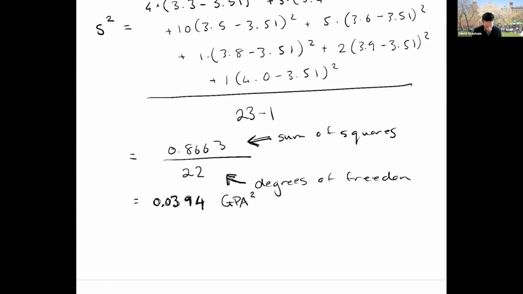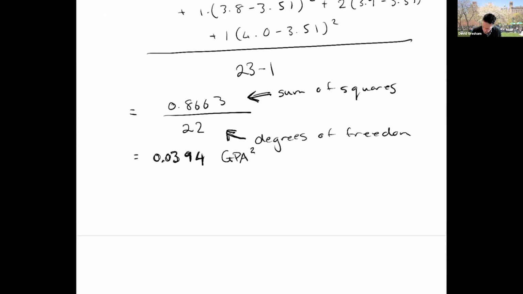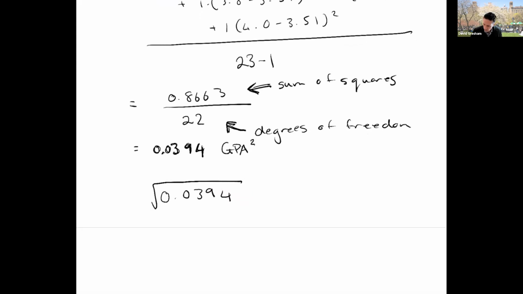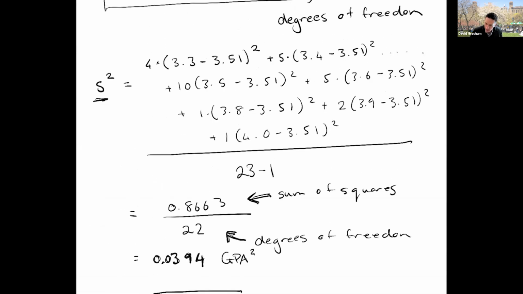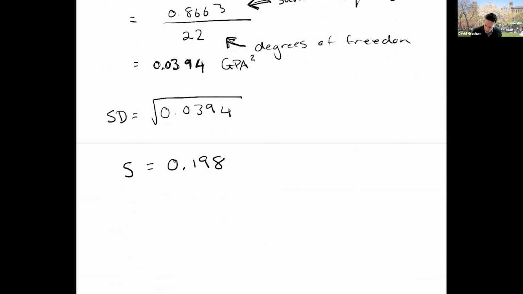So what we could do is say, well, let's take 0.0394. And what if we take the square root of that? Then we're going to get back to units of GPA, right? And if we do that, now we have a value of 0.198. And that is the value that we call the standard deviation, which is the square root of the variance. Sometimes we just use the value S because we have used S squared for the variance. So the standard deviation we can just summarize as S, and that has units of GPA.